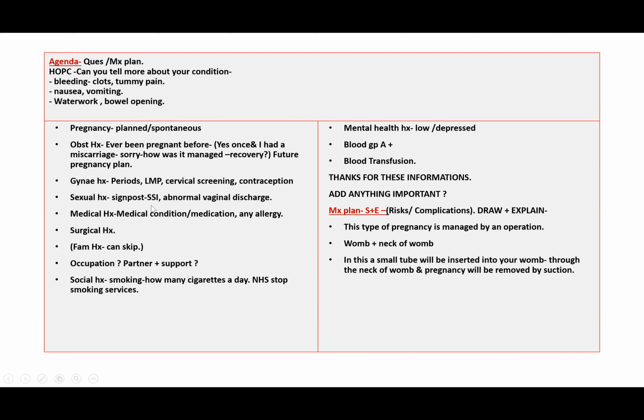Sexual history after signposting, any history of sexually transmitted infection or abnormal vaginal discharge. Then the medical history, any medical condition for which you're following your GP. Are you on any medication? Did you take folic acid in this pregnancy? Any allergy? And any surgery on your tummy or down below? Family history you can skip. Occupational history, how about your partner and support? Social history, asking about smoking and alcohol, recreational drugs. Mental health history, whether you're feeling low or depressed.